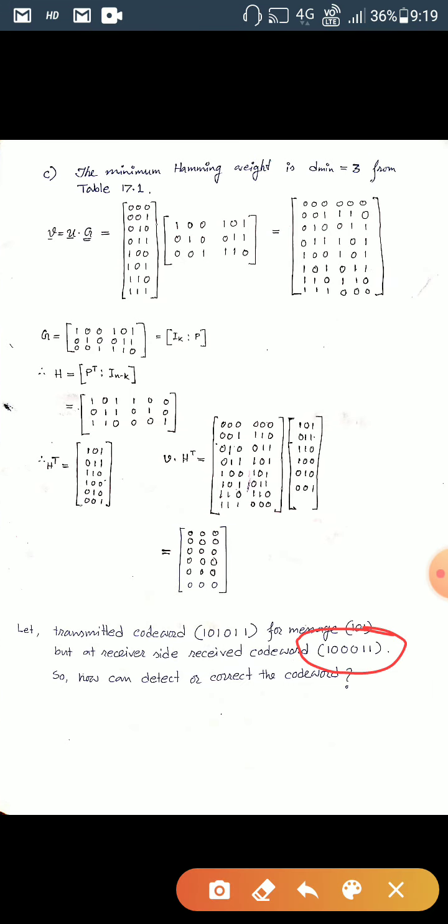So how can we detect or correct the code word? Okay. So we have explained what the code is, what will be required before transferring the message, and after transferring at the receiver side, how the detection will be processed and how the value will be altered to get the desired one. It will be discussed in the next class.